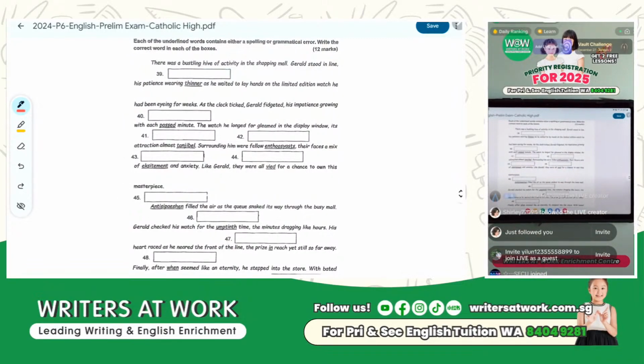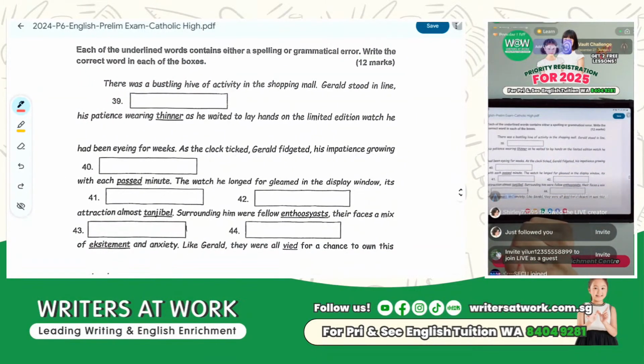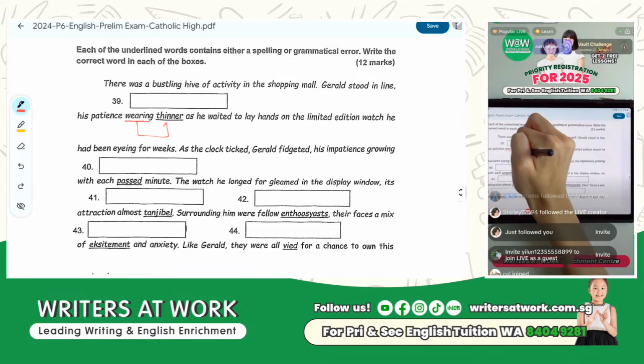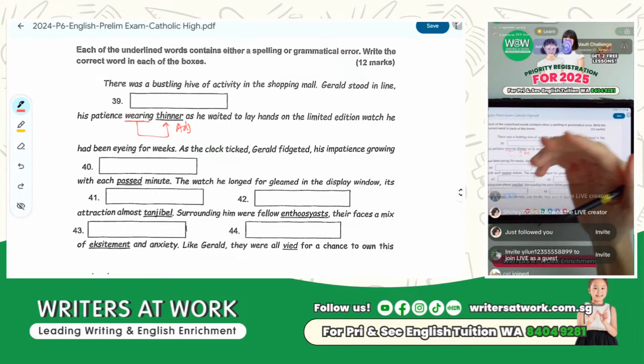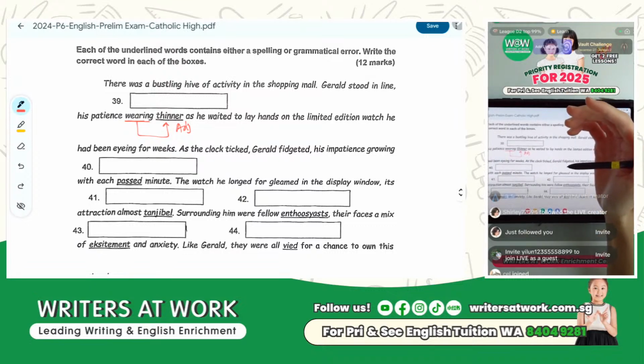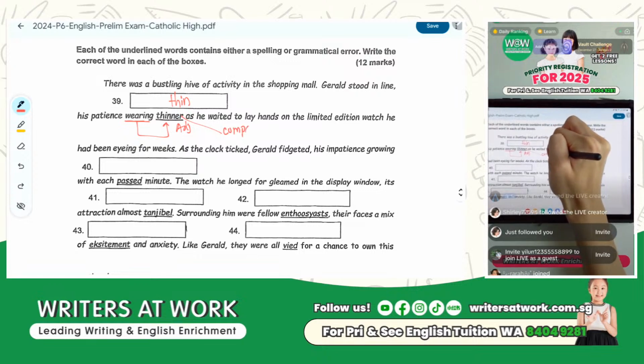Okay, the text reads, there was a bustling hive of activity in the shopping mall. Jared stood in line, his patience wearing dash as he waited to lay hands on the limited edition watch he has been eyeing for weeks. Okay, for this question here, we're looking at the adjective to describe how the patience was wearing out. He was getting more and more annoyed, right? So you'll always be wearing thin. Thinner here is comparative.